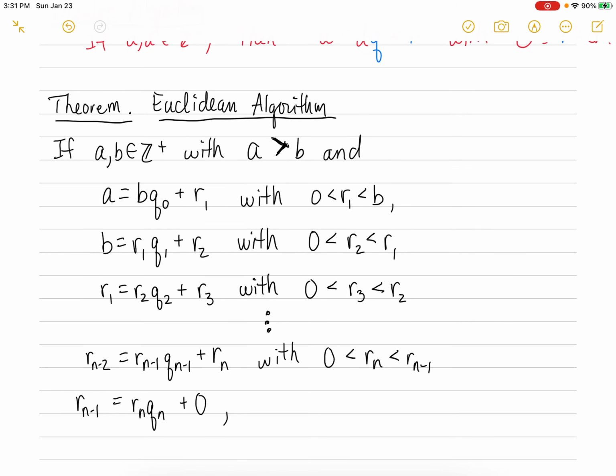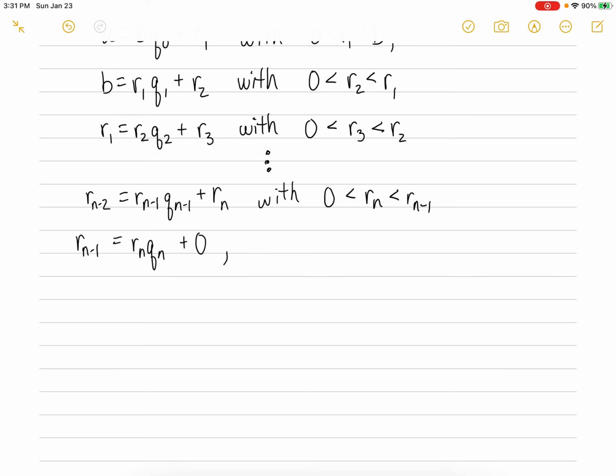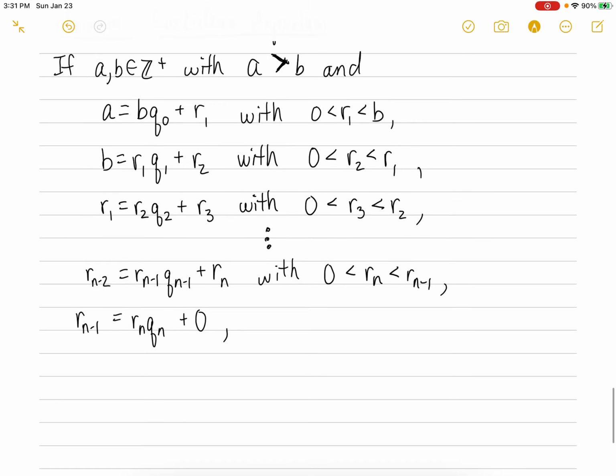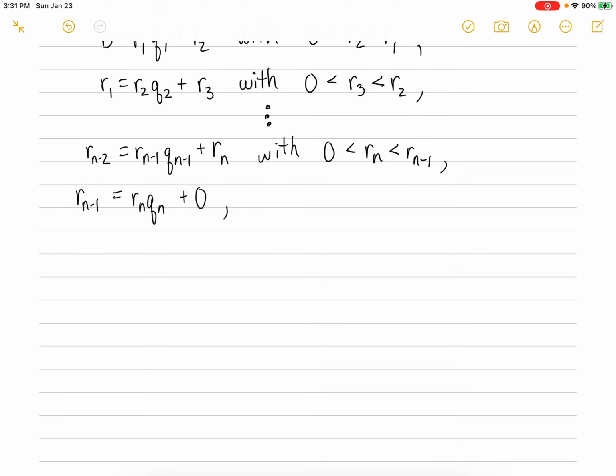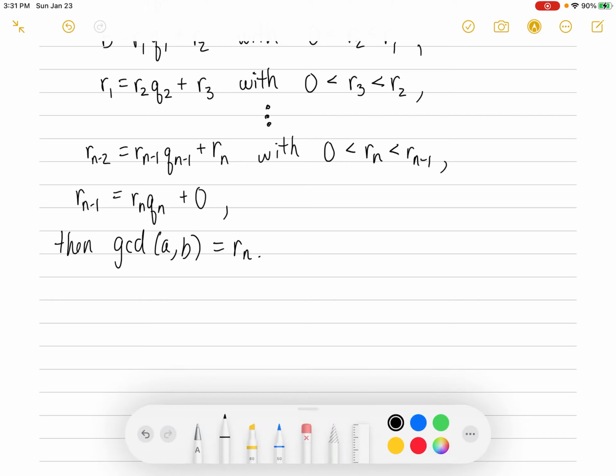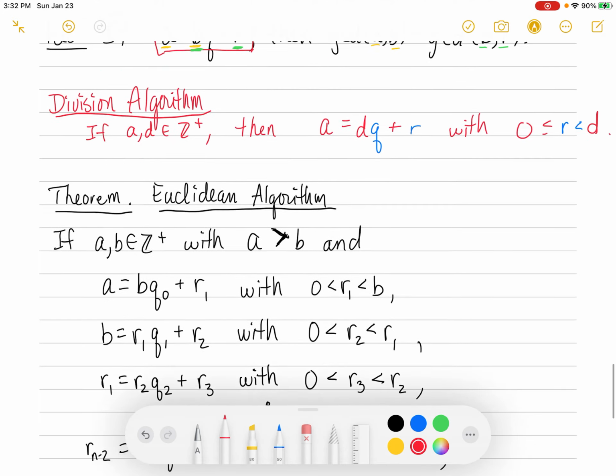So if you do the division algorithm repeatedly like that, over and over again, eventually your remainder turns out to be 0. Eventually it'll have to be 0. After you do it enough, your remainder will be 0. Then the GCD of A and B has to be equal to Rn. What was Rn? It was your last positive remainder that showed up. That was right here. This was the last positive remainder.